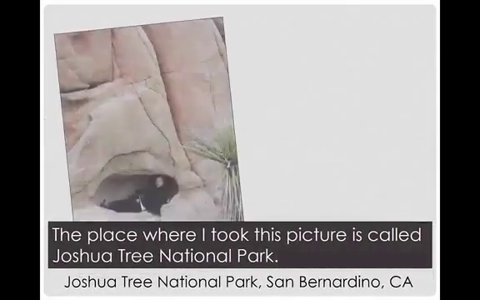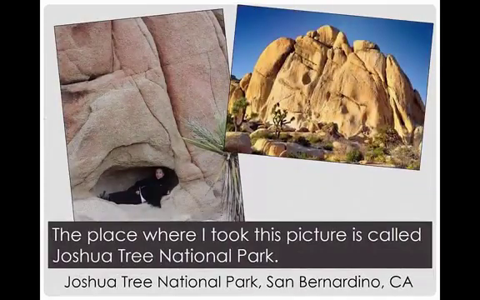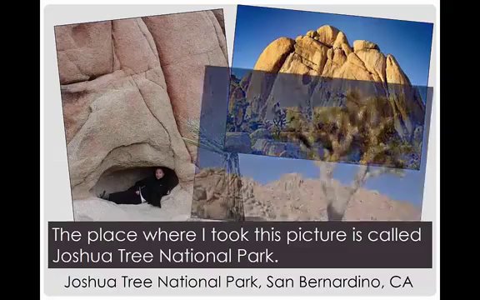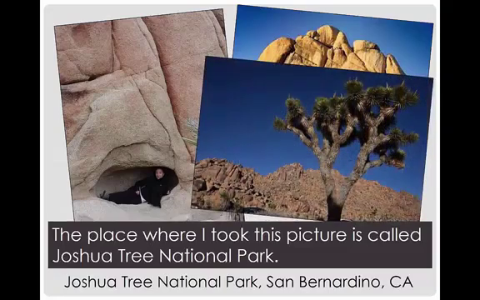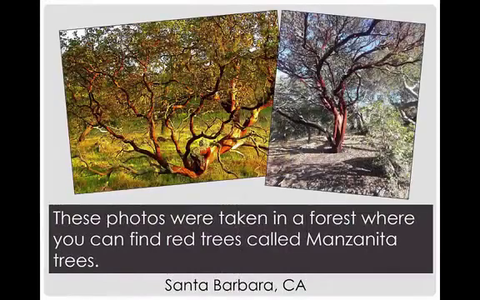The place where I took this picture is called Joshua Tree National Park. It is a huge, beautiful park in San Bernardino, California. And they have lots of trees that look like this, and they are called Joshua trees. These photos were taken in a forest where you can find red trees called manzanita trees. They are in Santa Barbara, California.